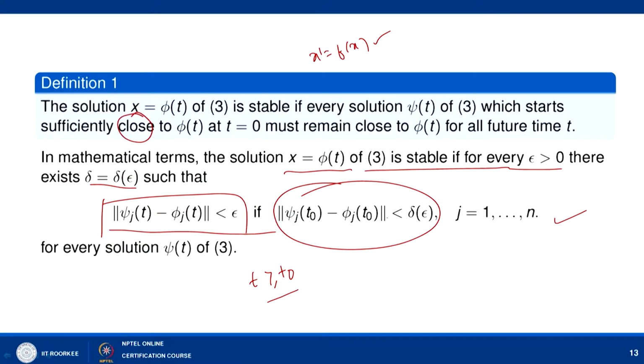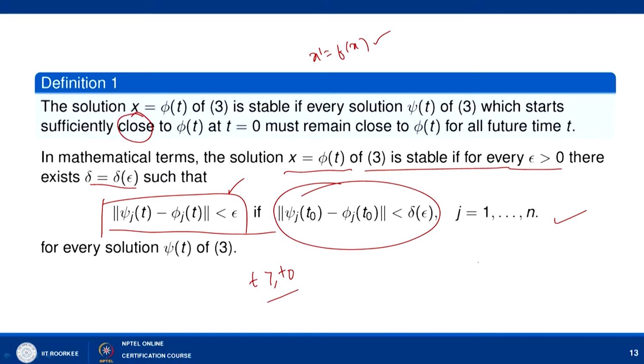Otherwise, if we can find at least one solution psi t such that initially they are close, in the sense that norm of psi j t naught minus phi j t naught is less than delta, but the second inequality may not hold, that is, norm of psi j t minus phi j t may not be less than epsilon, then we call our solution phi t an unstable solution. Okay, so this is the definition in terms of norm.